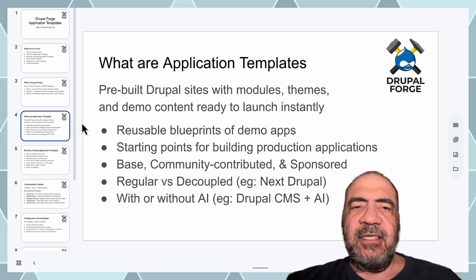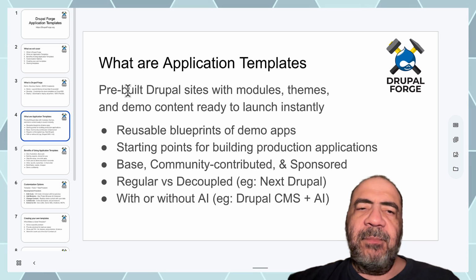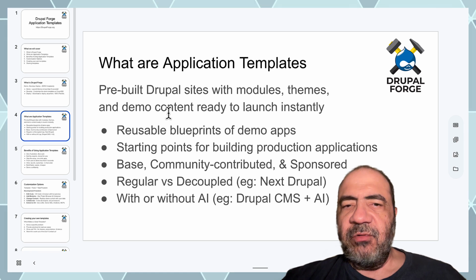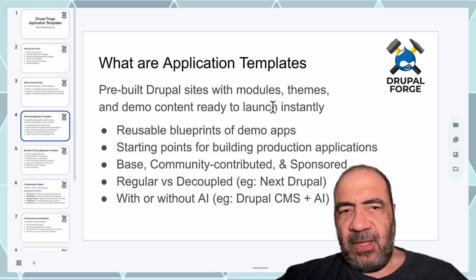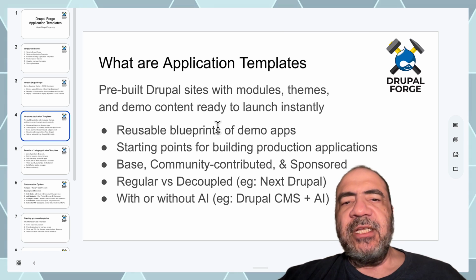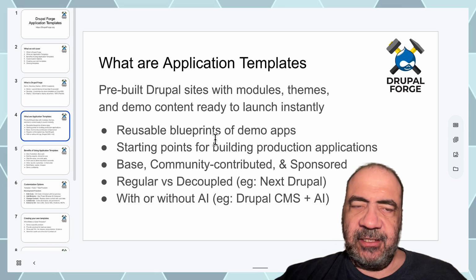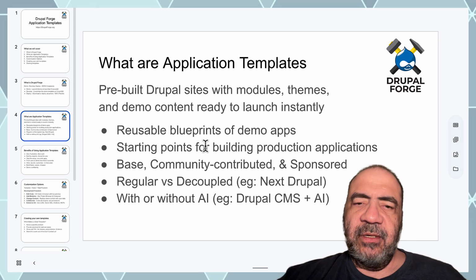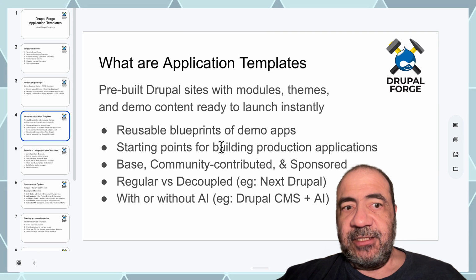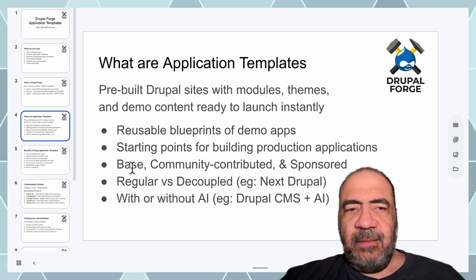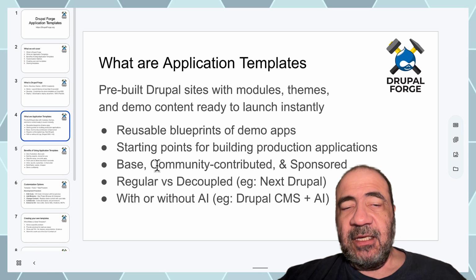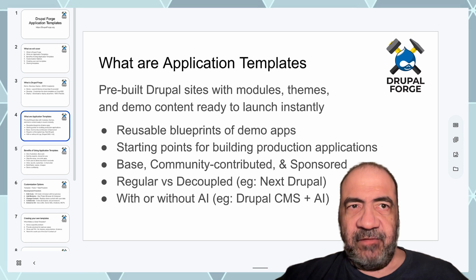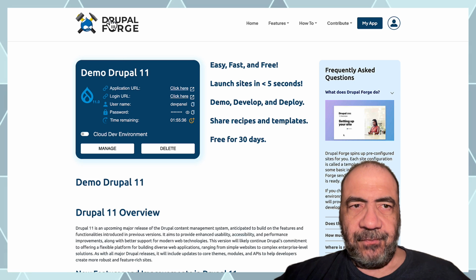So what are application templates? These are pre-built Drupal sites with modules, themes, and demo content ready to launch instantly. They're reusable blueprints of demo applications. You can think of them as starting points for building production applications. There are base templates, community contributed templates, and sponsored templates. So let me give you an example.